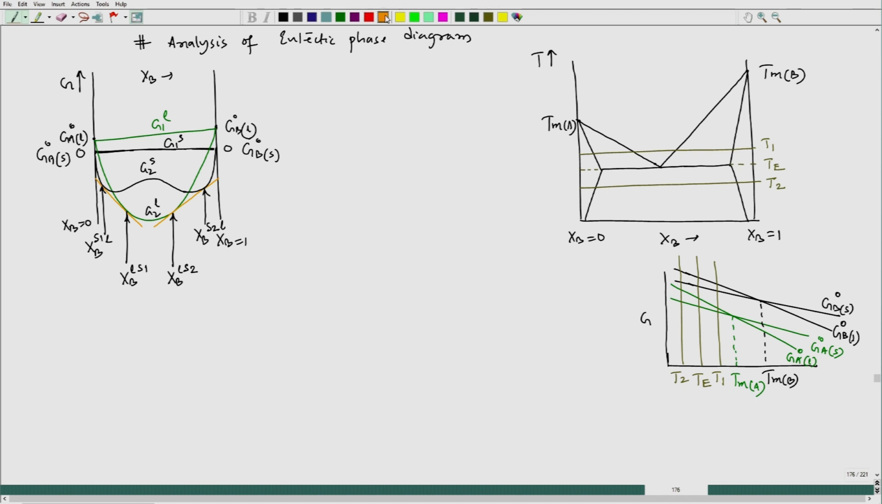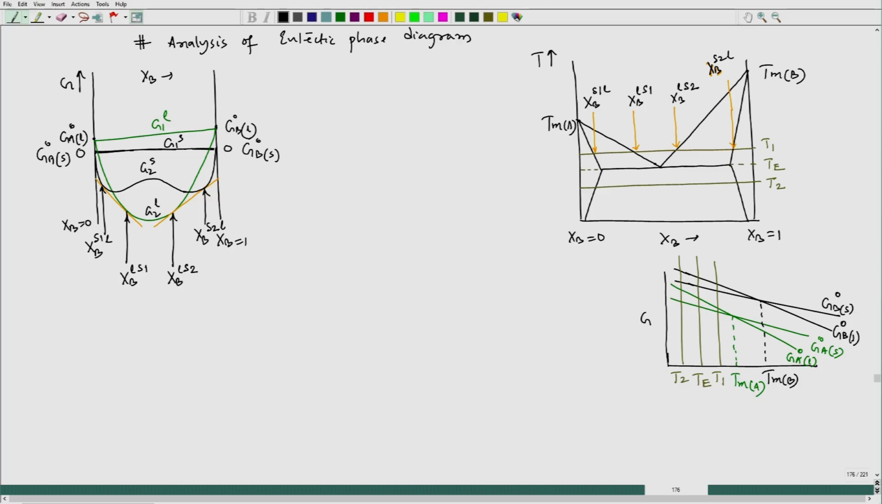So, these four compositions, let us put them here. We can mention XB of solid 1 in equilibrium with liquid, XB of liquid in equilibrium with solid 1, XB of liquid in equilibrium with solid 2, and this one is XB of solid 2 composition in equilibrium with liquid. Fine. All those points we have marked.